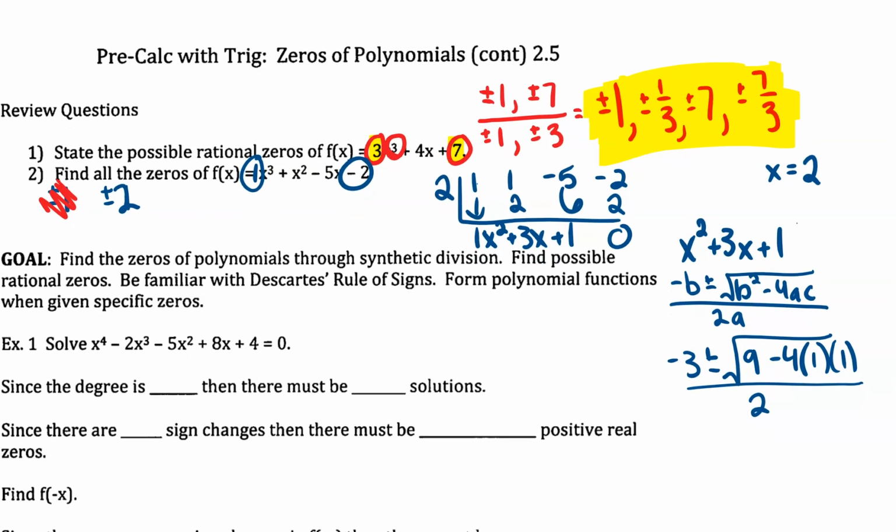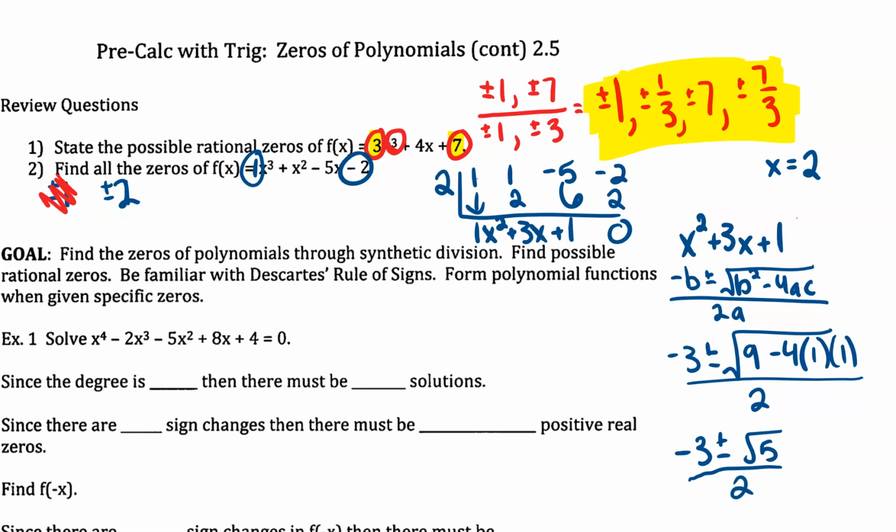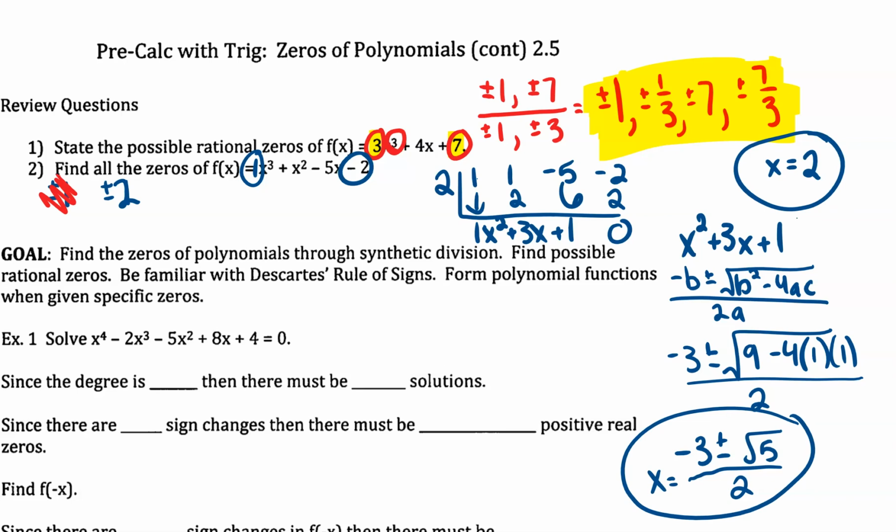All right, keep going. -3 plus or minus, I'm just going to simplify this whole thing. 4 times 1 times 1 is just 4. 9 minus 4 is 5, over 2. And root 5 can't reduce, so we are done here. This is our other 2 solutions. So that's 2 solutions there, 1 solution there. That's all 3 of the zeros for that function.